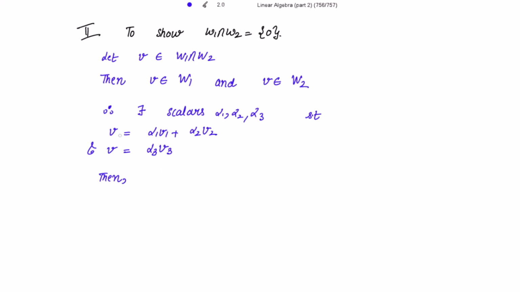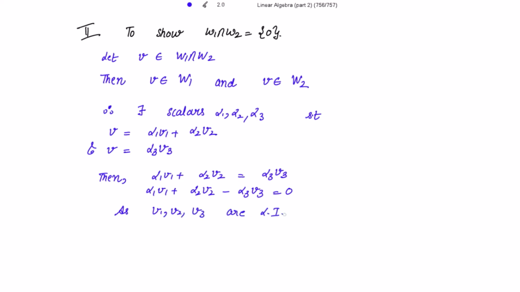Then, because V is equal to this and V is equal to this, I'm equating these two. So alpha 1 V1 plus alpha 2 V2 is equal to alpha 3 V3. Taking this to the other side, alpha 1 V1 plus alpha 2 V2 minus alpha 3 V3 is equal to 0. Now as V1, V2 and V3 are linearly independent, we know this. So therefore alpha 1, alpha 2, alpha 3, all the scalars are equal to 0.